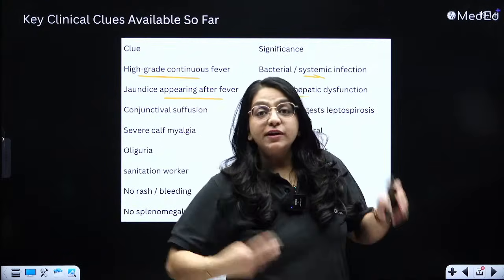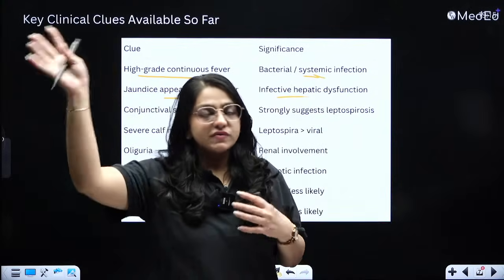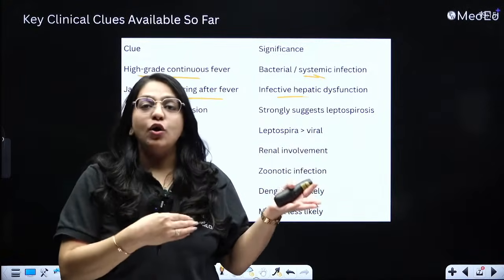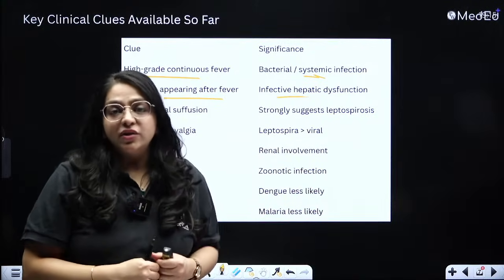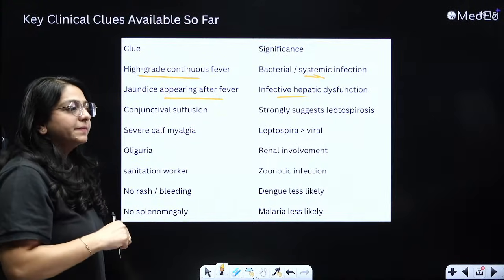Okay, it is not that jaundice was there first and then there was some fever because of some other reason, and the jaundice was because of some other alcoholic or heavy metal hepatocellular injury. No, it is because of some infectious cause, right?